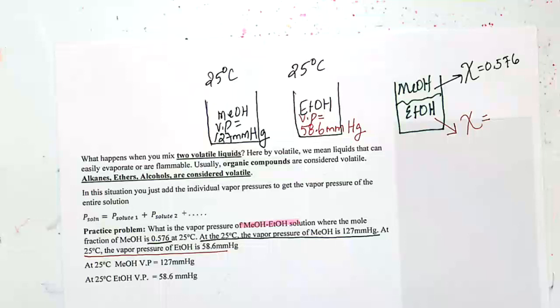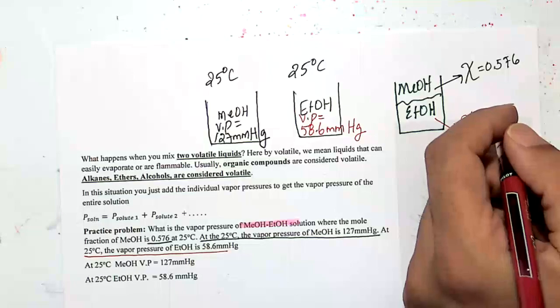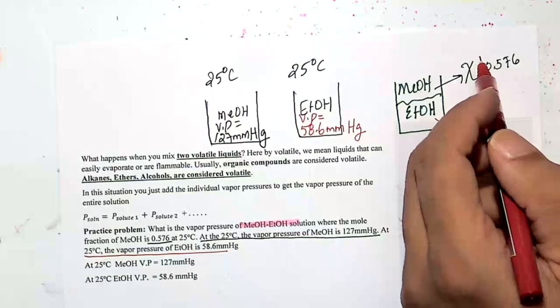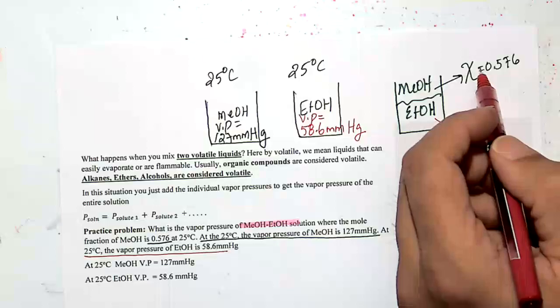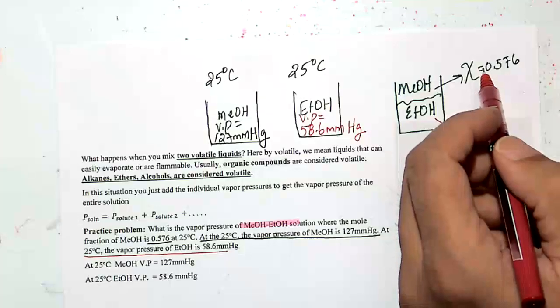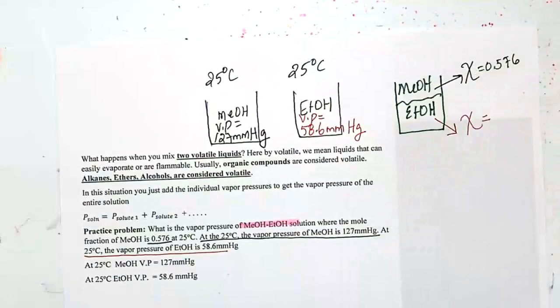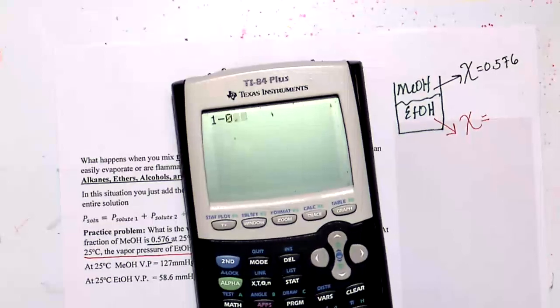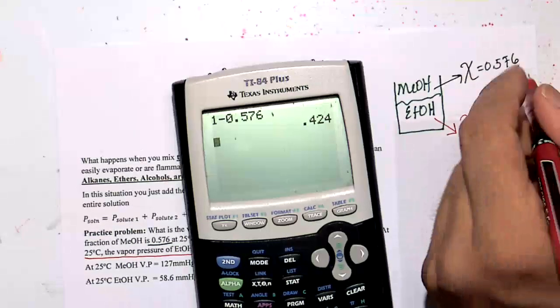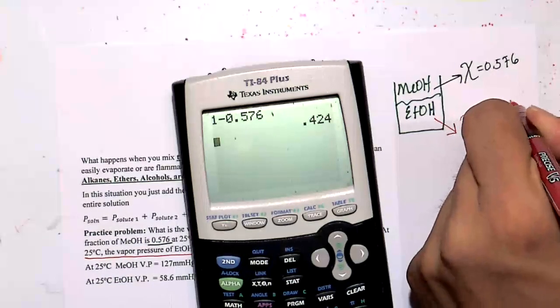What's our total? 1. So it's going to be 1 minus 0.576. So 1, Royce, good job. What's 1 minus 0.576? 0.424. Yeah, 0.424.